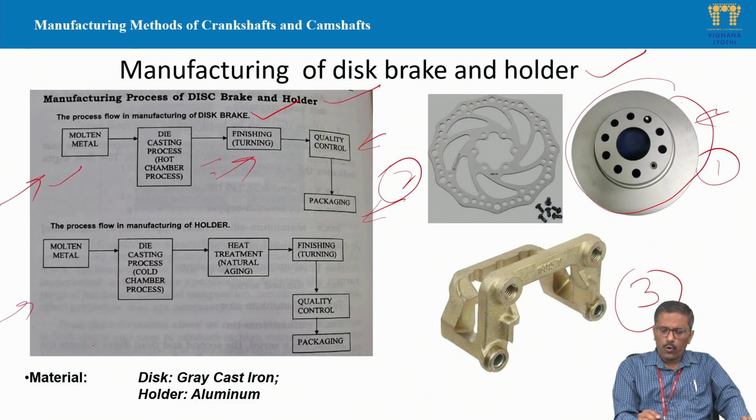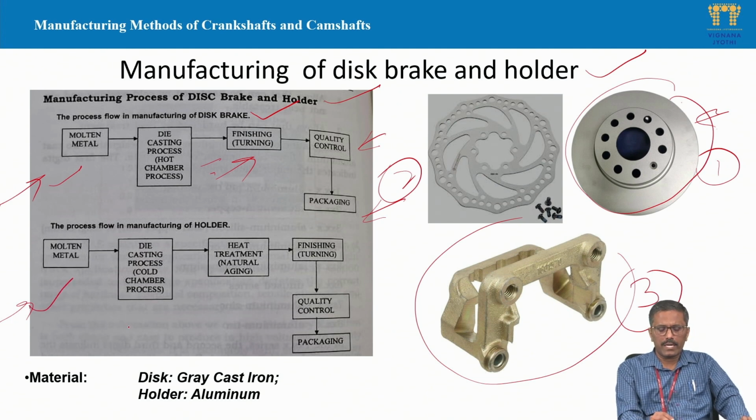And then we discuss the holder. This is a holder shaped to hold or clamp the disc brake. Here also the process is almost similar. We first prepare the molten metal, and then the molten metal is poured into the die, but here we use the cold chamber process. After making the holder, the component undergoes a heat treatment process to improve the properties, and then as usual surface finishing, quality check and dispatch. Here the disc brake is manufactured with grey cast iron material and the holder is manufactured with aluminum material.